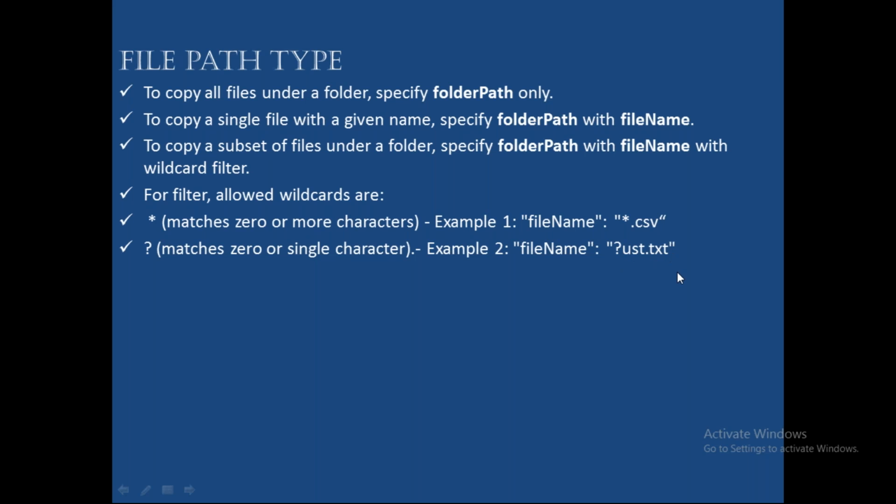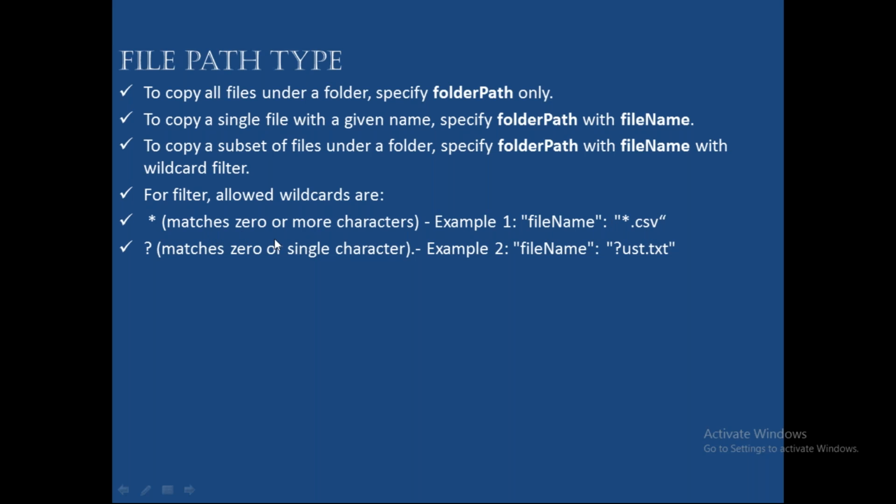It will just check whether we have any file where the first character can be anything, but the last 3 characters should be UST. With that, maybe I will place a cust.csv. What will it do? It will pick that particular file, because the question mark place can be anything, but later you should have ust.txt. If you have such files, those will be picked. So question mark indicates 0 or a single character.